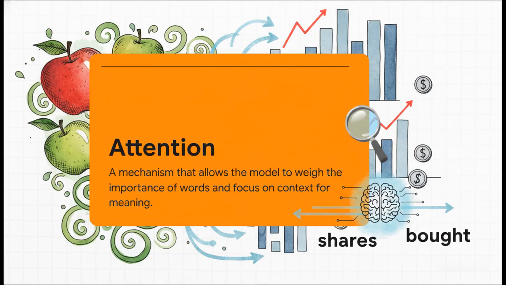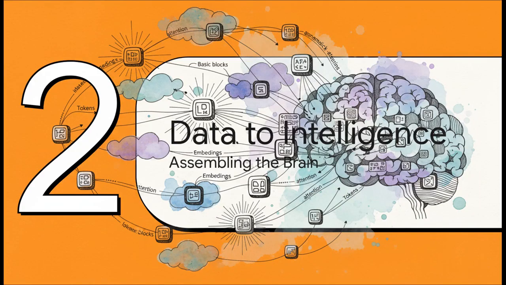But meaning totally depends on context, right? I mean, take the word apple. Are we talking about the fruit or the tech company? This is where the attention mechanism comes in, and this was a total game changer. It lets the model look at all the other words in the sentence and decide which ones are most important. So if it sees words like stock and iPhone, it pays more attention to them and knows we're talking about the company.